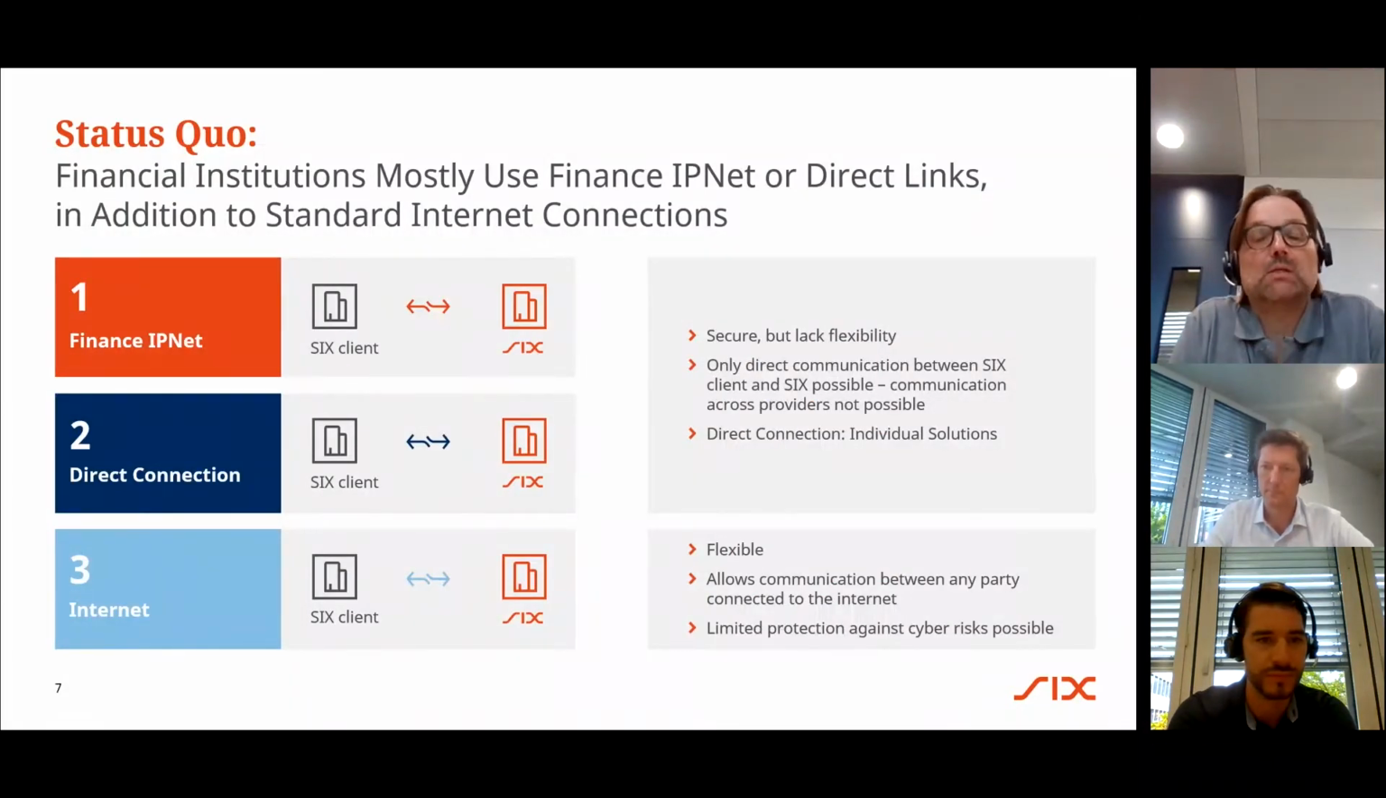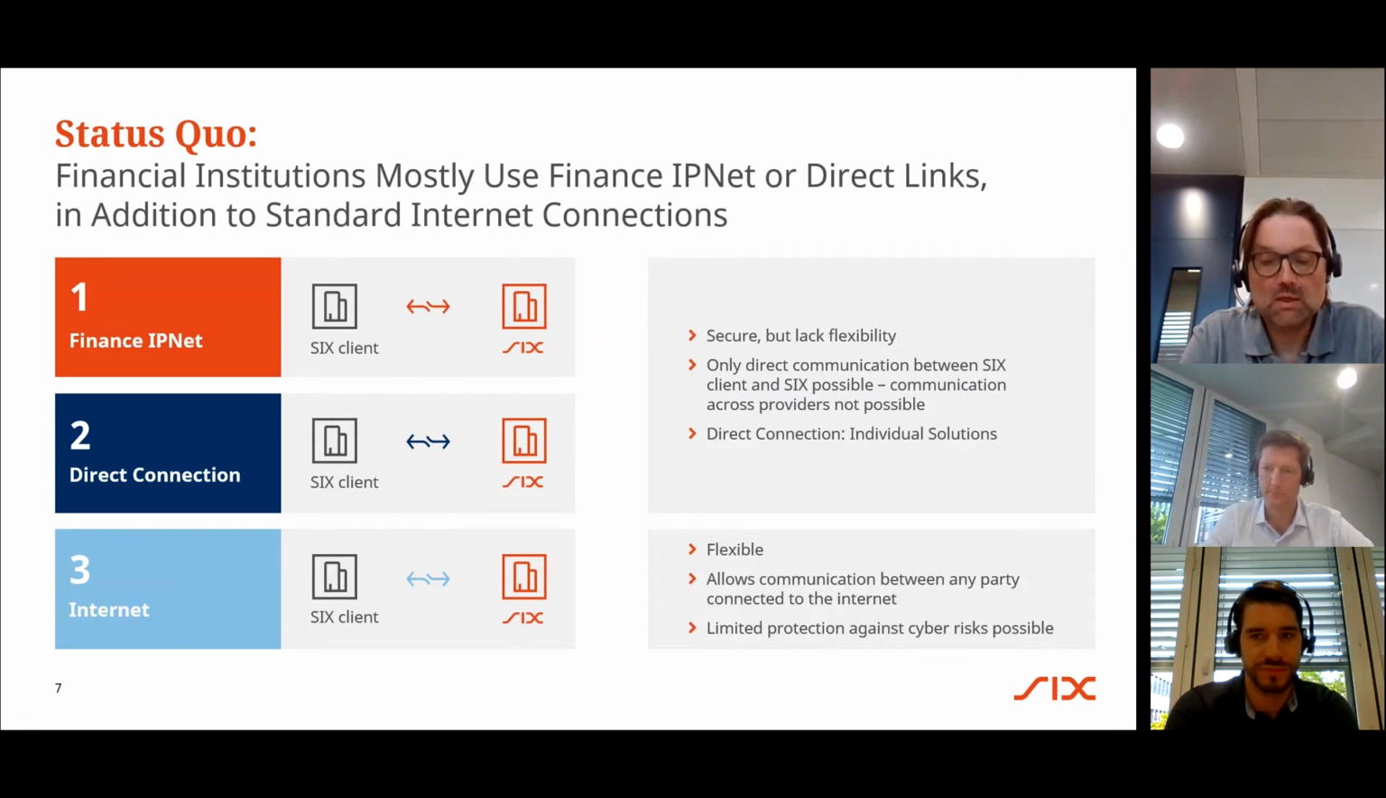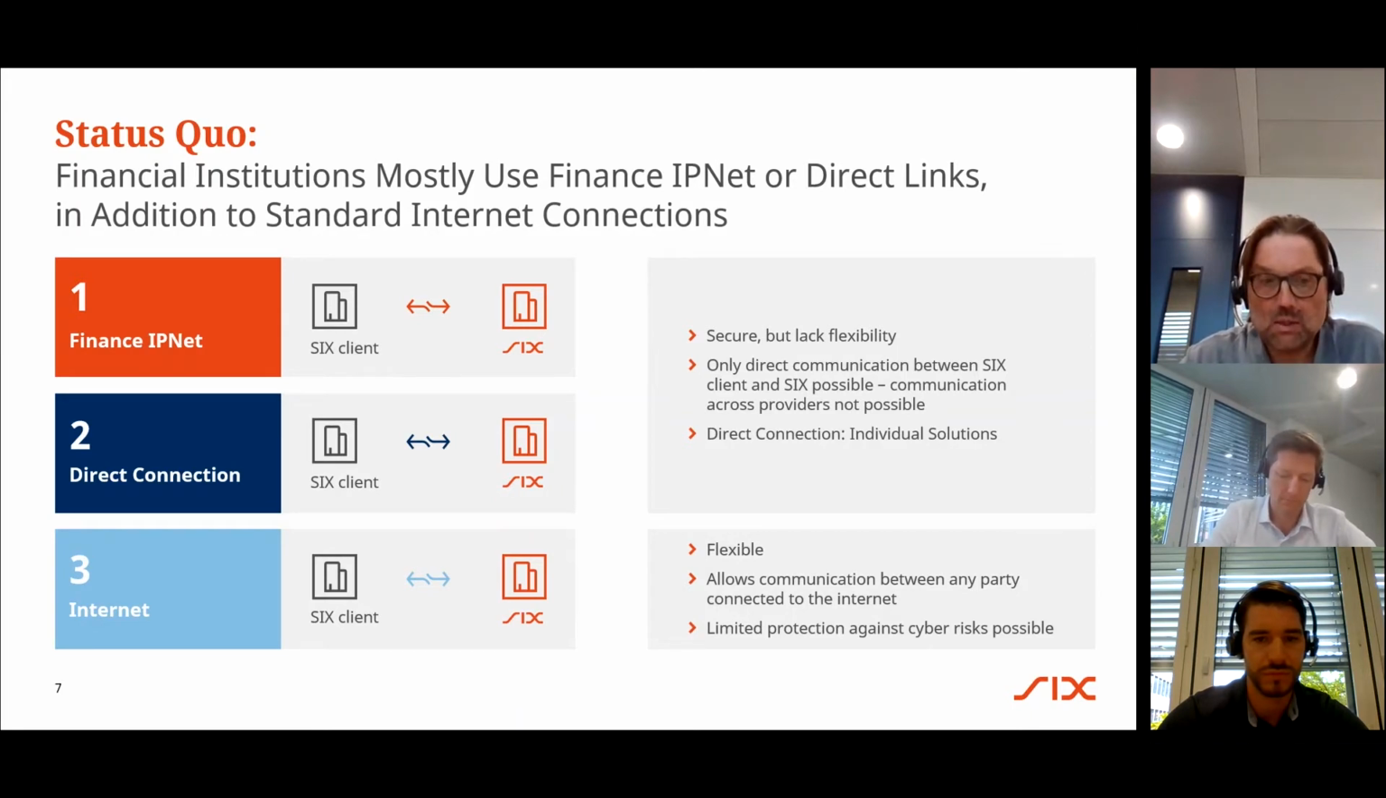You can reach these services at the moment with our network, which is called Finance IPNet. Some bigger banks have a so-called dark fiber, a direct link connection to the SIX group. These two connections are very secure, but they are not flexible. It's a point-to-point connection. Whenever the connection is down, it takes some time to reconnect, and it's quite expensive. What you can also use to obtain services from SIX is the internet, for example for financial information. The internet is very flexible and quite redundant, but it's not safe.